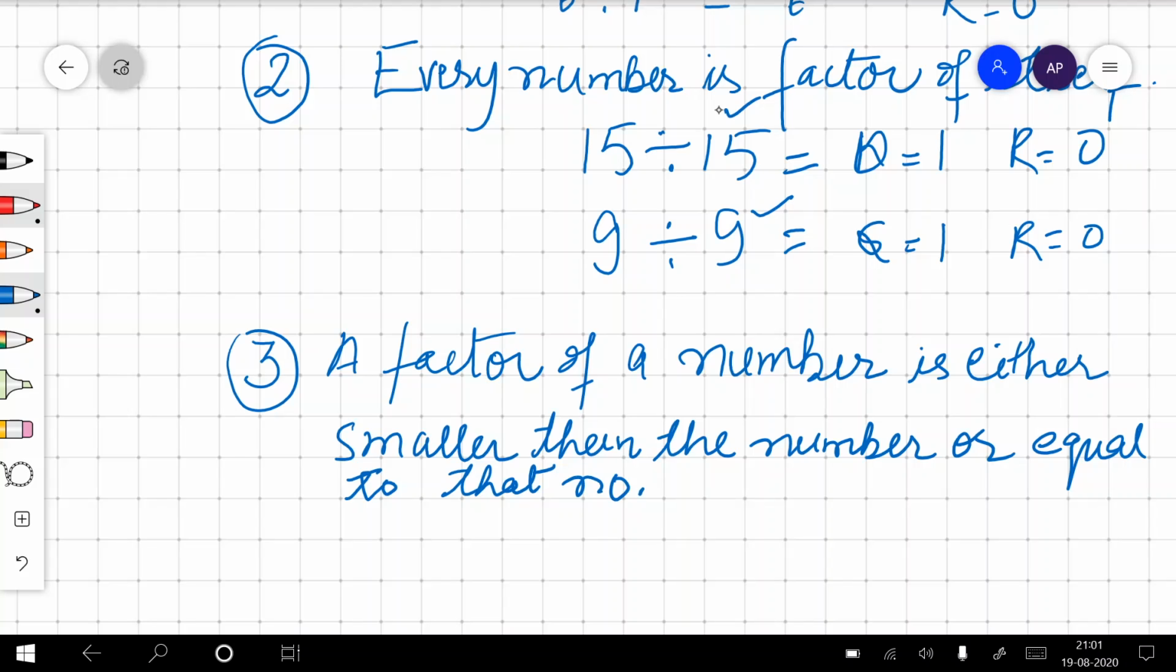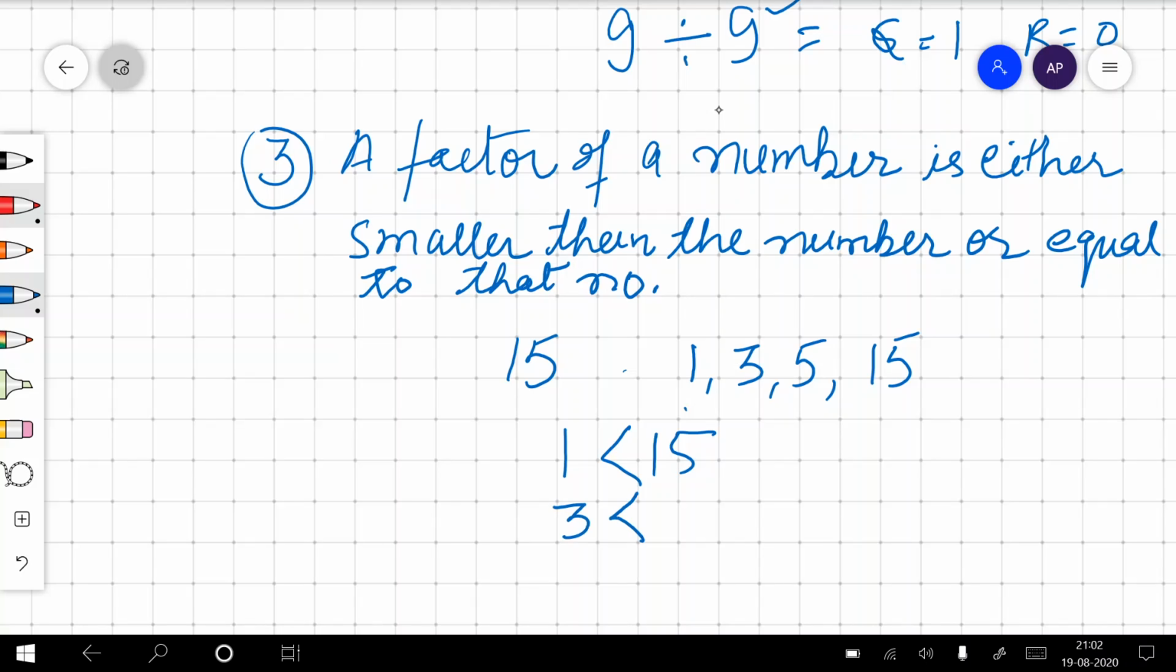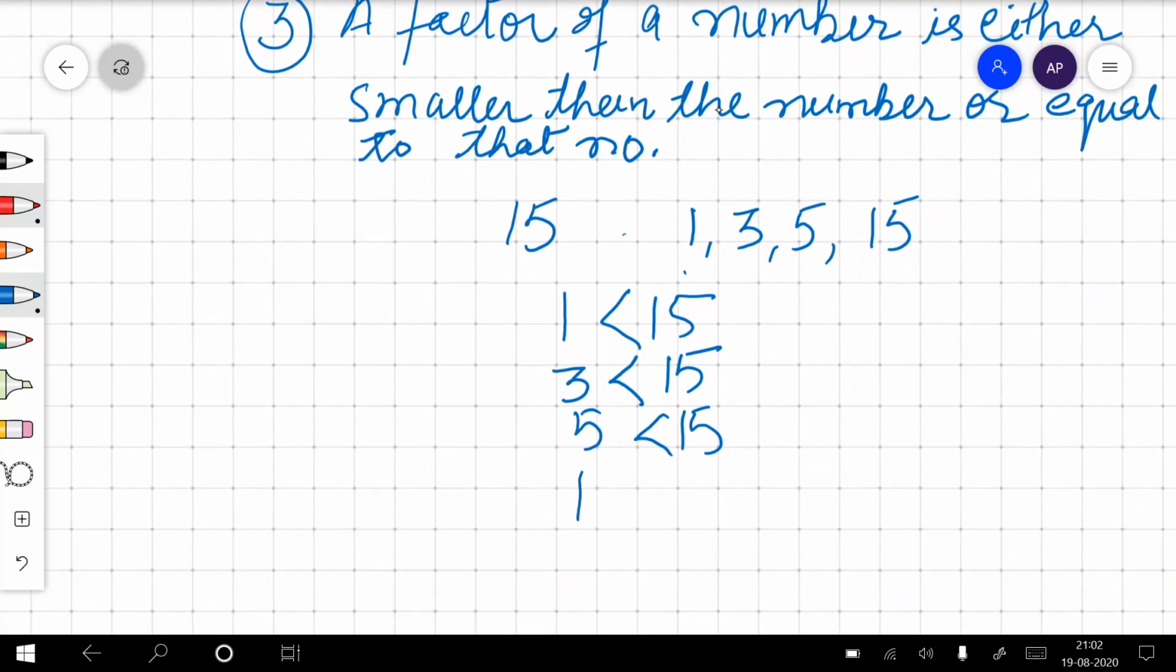How will you check this? Now again take 15. You have taken out the factors of 15, that is equal to 1, 3, 5, 15. It means 1 is smaller than 15. 3 is also smaller than 15. 5 is also smaller than 15. And the last one, 15, is equal to 15.